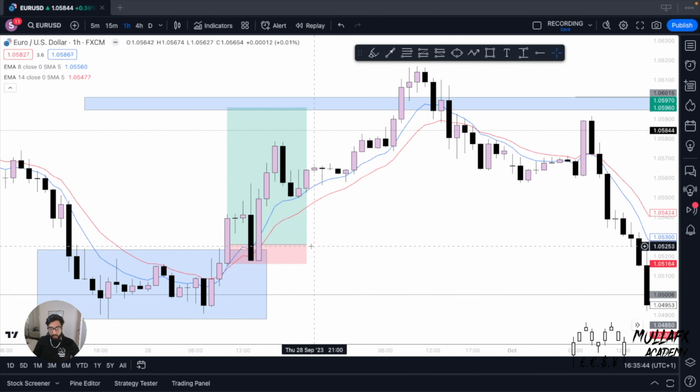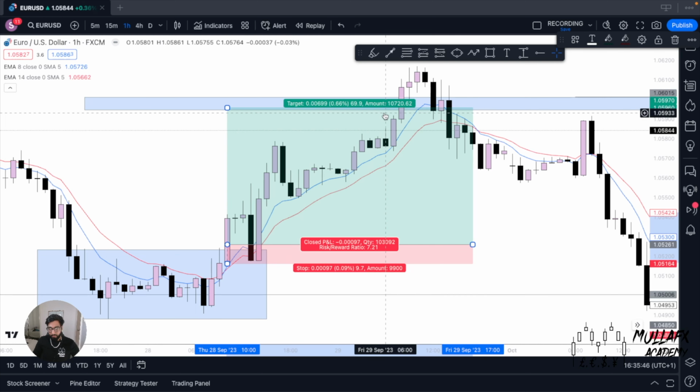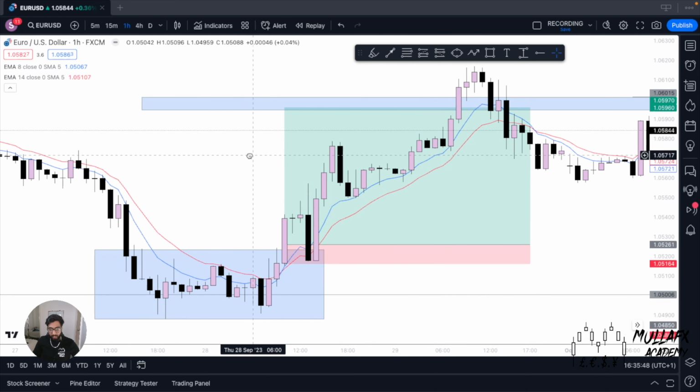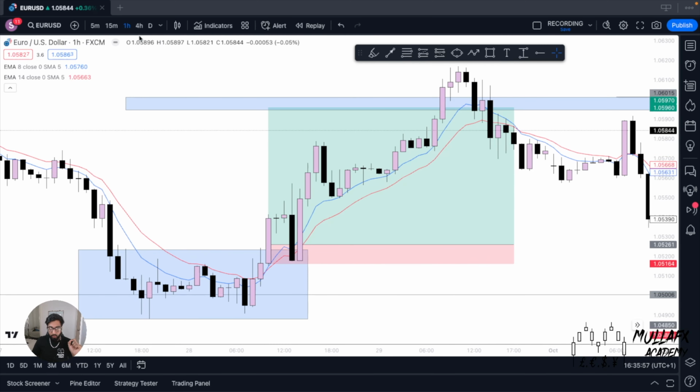But what happened at the end? We ended up seeing take profit. Okay, as simple as that, guys. We now have used all the time frames to get to where we want it to go. Okay, so again, just a recap of how we use time frames.